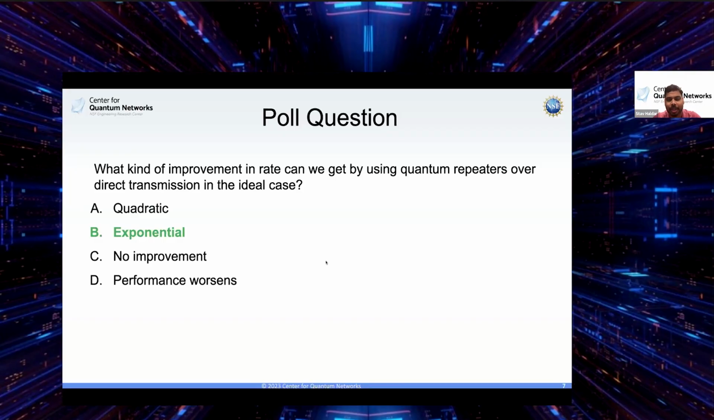But of course, it's going to be a more complicated question. For people who put in quadratic, you are also partly right. If you only had two segments, then it would be a quadratic benefit. But if you had n segments, it kind of grows exponentially.